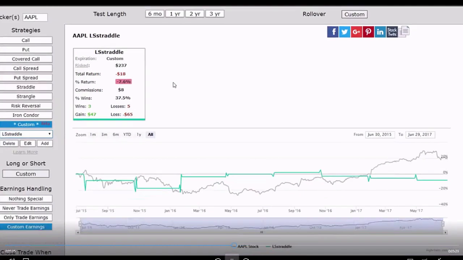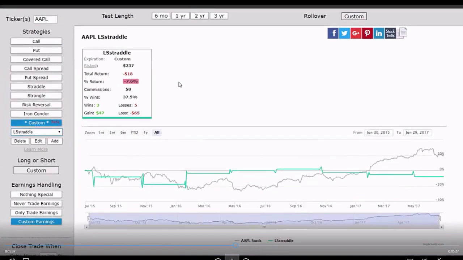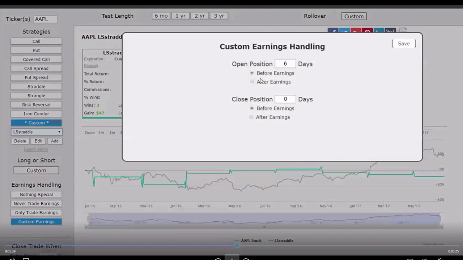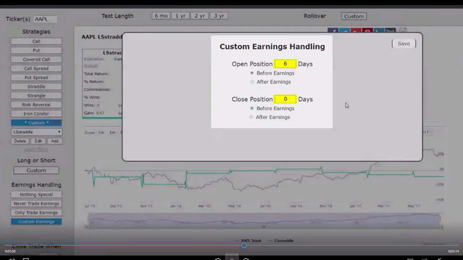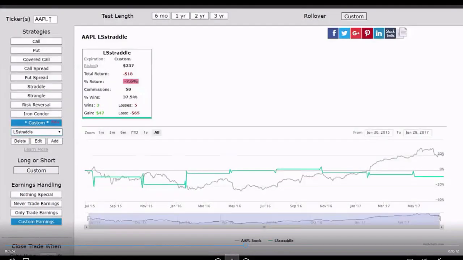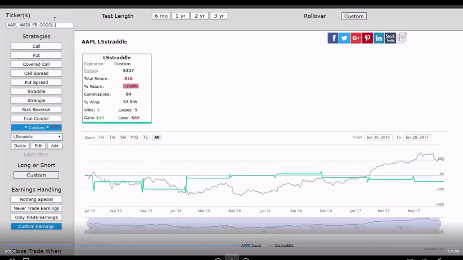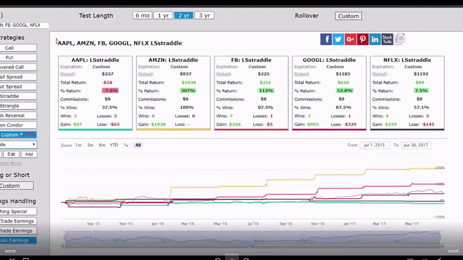Now remember, we're still looking at this very short window, specifically opening the trade 6 days before earnings and closing on the day of earnings. Again, these stocks report earnings after the market closes, so a 0 is okay here. If any of these stocks reported before the market opened, we'd have to put a 1 here. Let's go ahead and do this for all of FANG. And here are the results over 2 years.